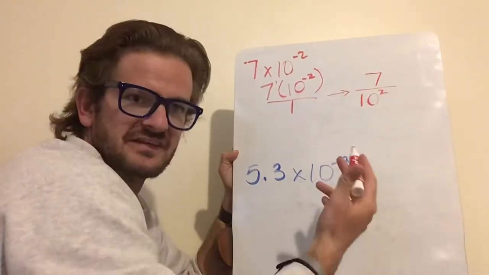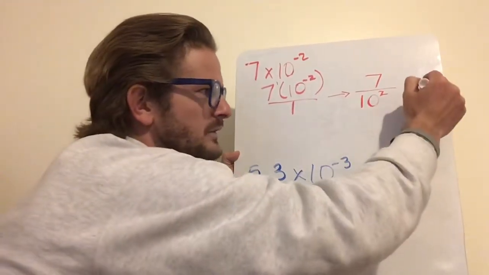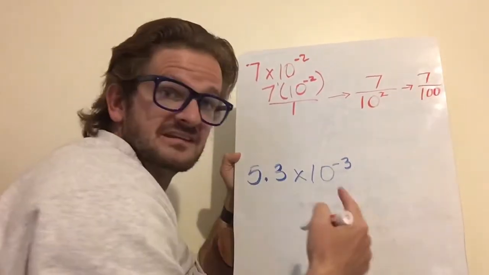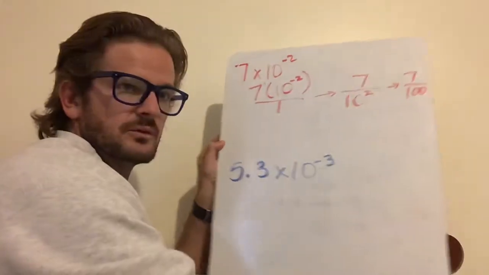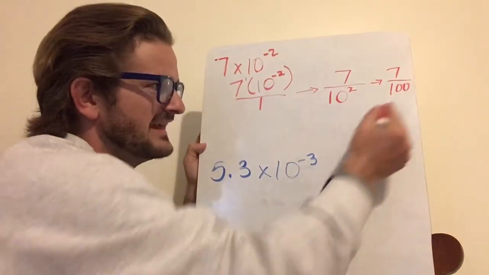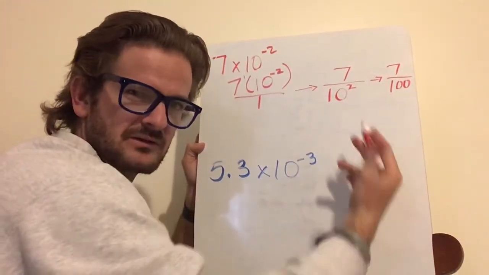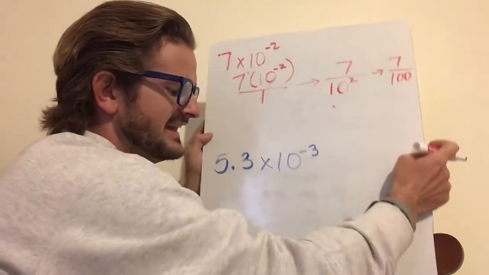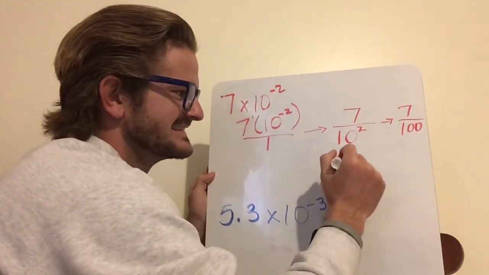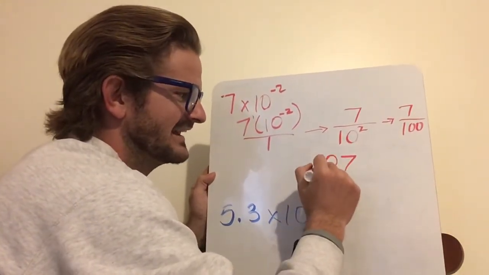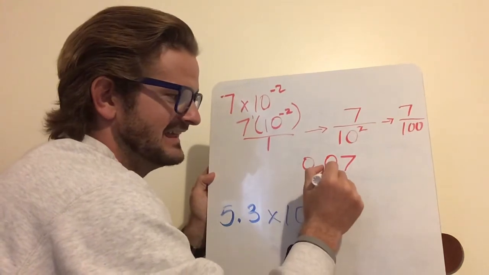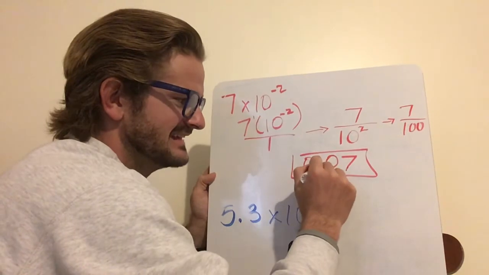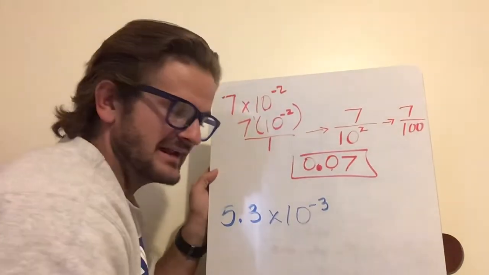So we're really going to have 7 divided by 10 squared, which is really 7 divided by 100. When we have 7 divided by 100, we could do that division. We could write it out and do the longhand division. Or we could remember place value: tenths, hundredths, that is 7 hundredths. So we could write it that way as well.